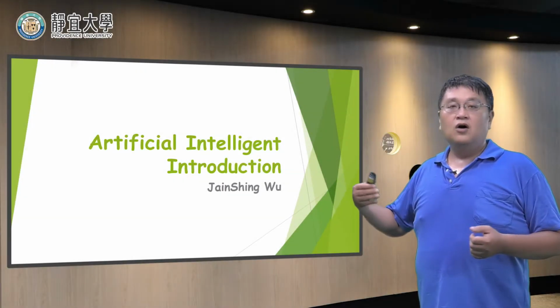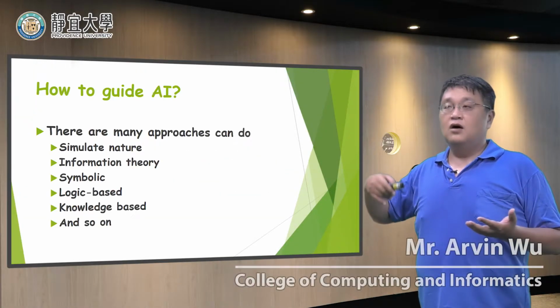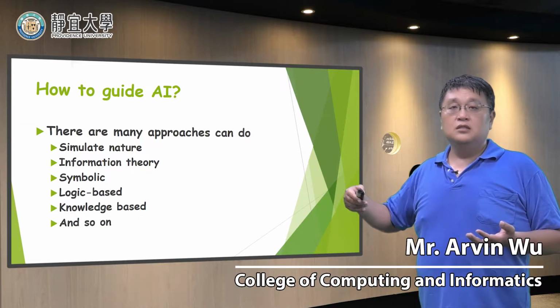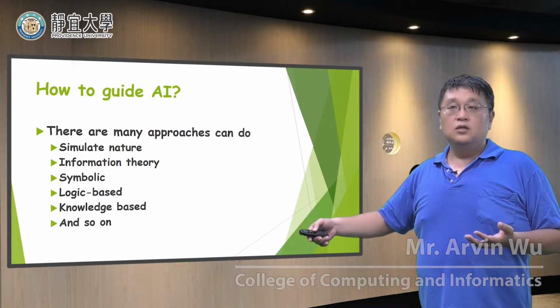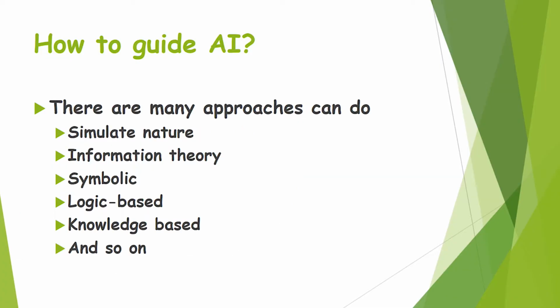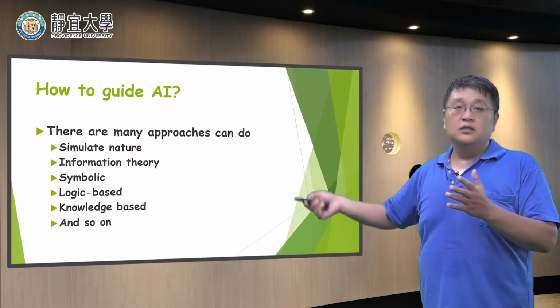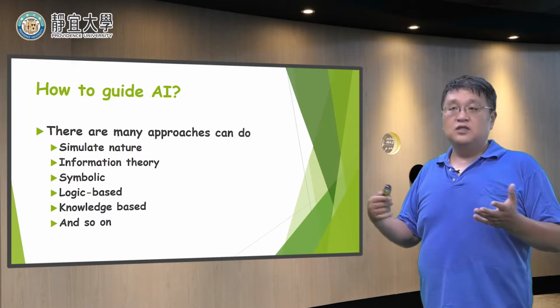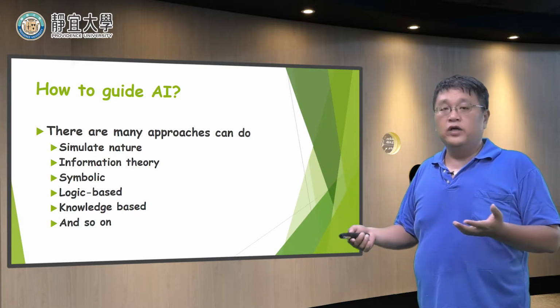So how do we get the AI? How do we teach the computer to do things? We can simulate nature. We can use information theory, something like math. We can let the computer know what's going on there. Something like game theory is also okay.